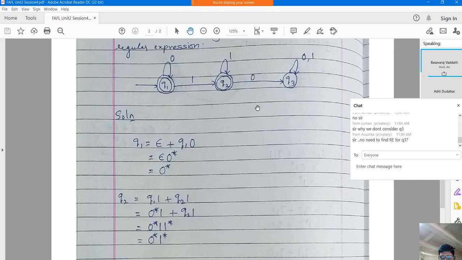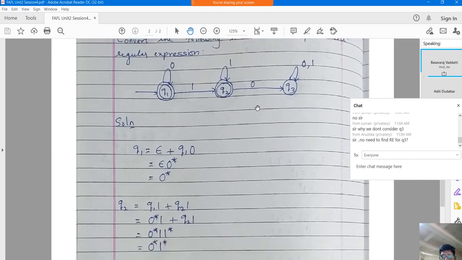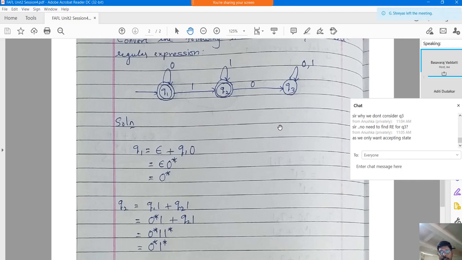One important thing you need to notice here is that we are not doing anything related to Q3. But that is because we want to find the regular expression for the DFA. The regular expression for the DFA corresponds to the regular expression for the accepting states, or final states. In this case, Q1 and Q2 are the final states. Therefore, I am trying to find the regular expression for Q1 and Q2.